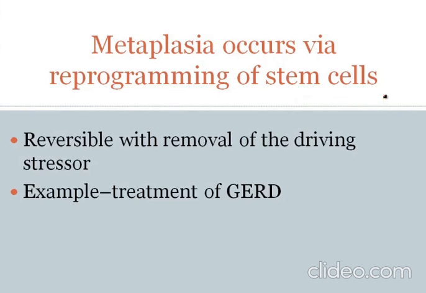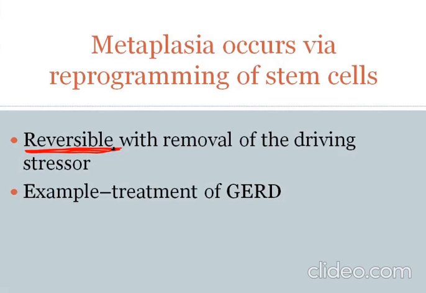Now, very important to know, metaplasia is reversible. That's a high-yield principle. If you remove the driving stress, or let's say you remove the key stress that led to the metaplasia, that will then result in reversal of the metaplasia. Let's just take a very simple example.